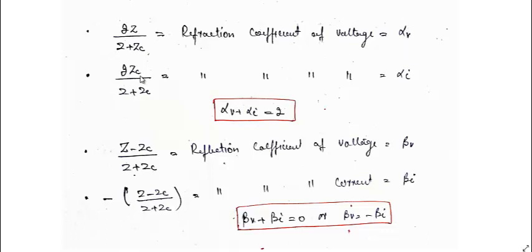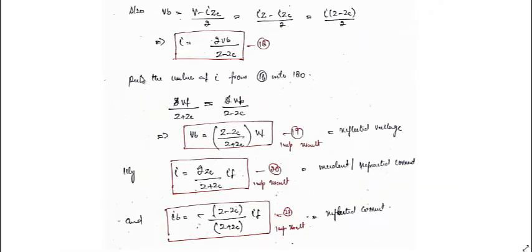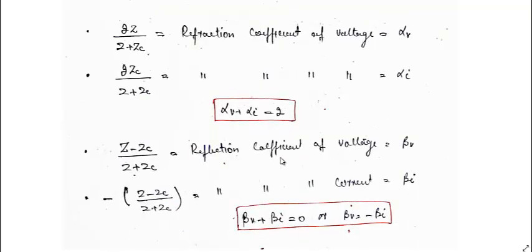Similarly, this coefficient relates the incident current and the forward traveling current. That is known as the refraction coefficient of the current. This should have been current here, it's not voltage, this is current. That is alpha I.